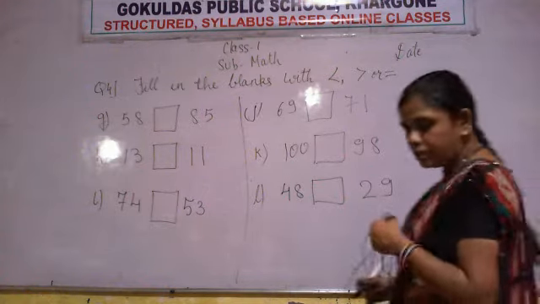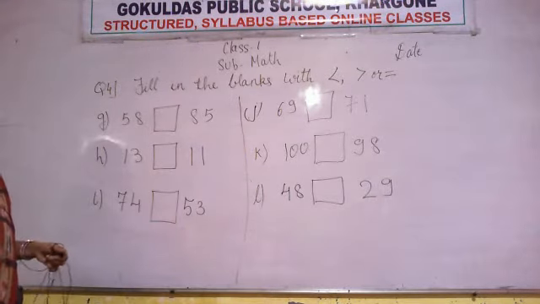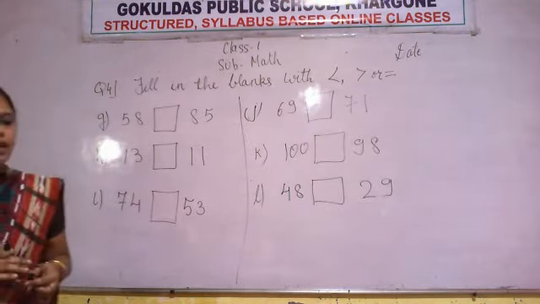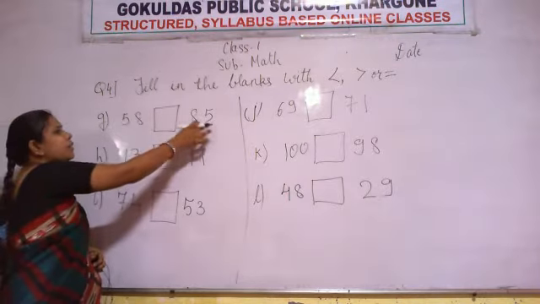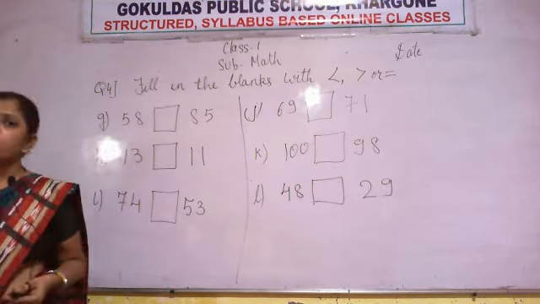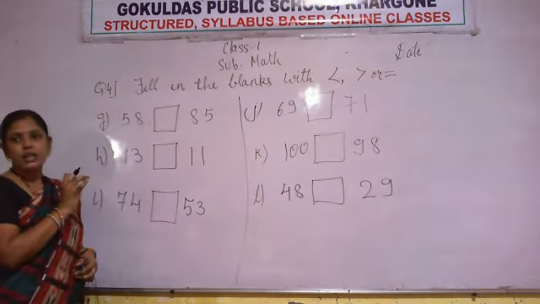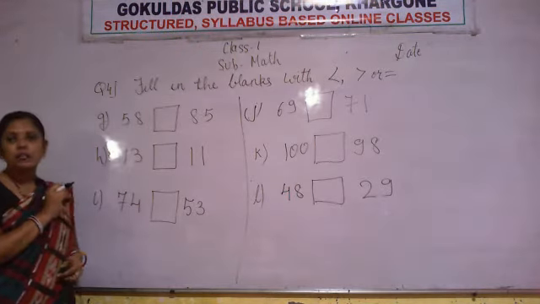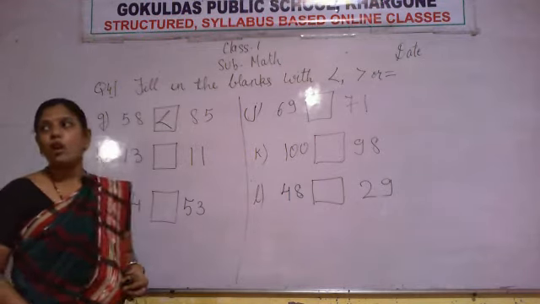Now check your answers. Look at the board. Check your answers. Read the numbers 58 and 85. Now identify the smaller and the bigger number. The smaller number is 58 and the bigger number is 85. So this is the smaller number, so we place here the sign of less than. If here the number is bigger, then we place the symbol of greater than. But here this is the smaller number, so what we will do? We will make the symbol of less than.